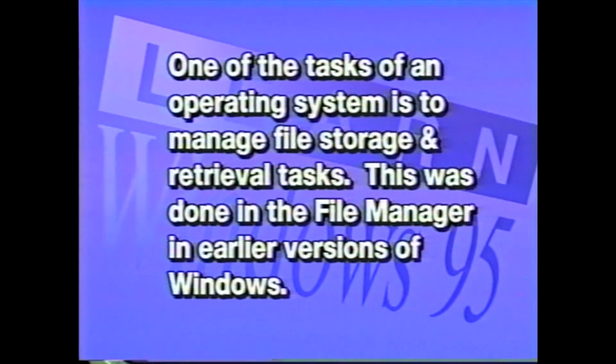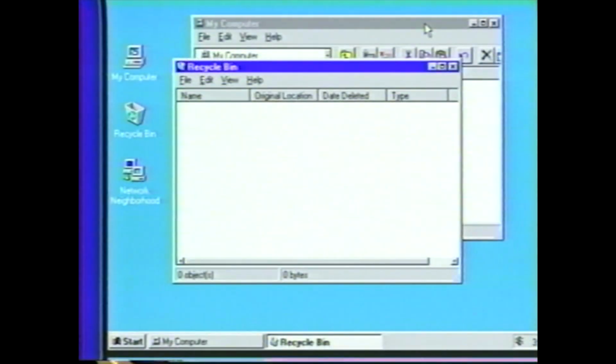One of the tasks of an operating system is to manage file storage and retrieval tasks. This was done in the File Manager in earlier versions of Windows. In Windows 95, the Explorer handles these tasks, but it works differently from the File Manager despite the initial similarities. Let's take a look. In typical Windows fashion, there are several ways to open the Explorer.